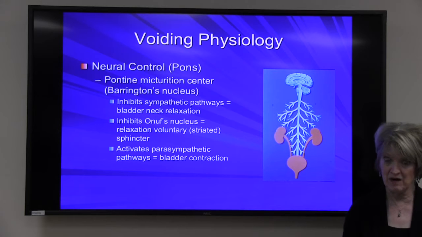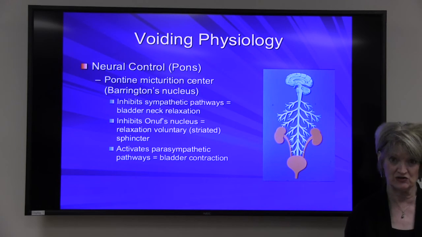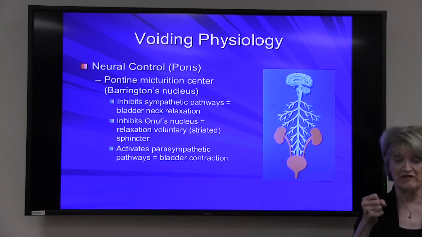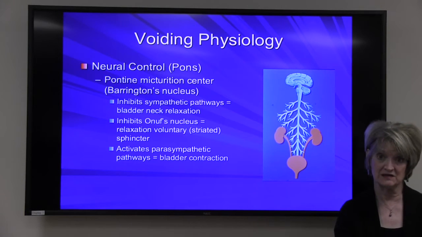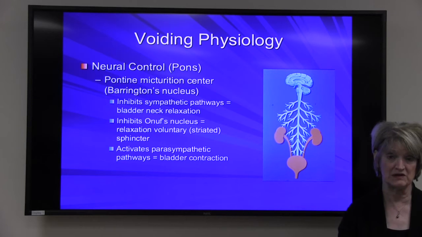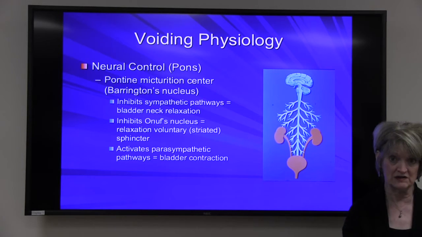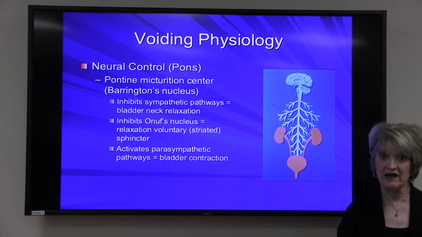So just like the pontine storage center has control of all three critical areas, bladder wall, bladder neck, and voluntary sphincter, so does the pontine micturition center. When the pontine micturition center is activated, the voluntary sphincter is relaxed by interruption of stimulation to Onuf's nucleus. The bladder neck is relaxed by interruption of sympathetic pathways, and the bladder wall is stimulated to contract. The end result is what we call coordinated voiding.